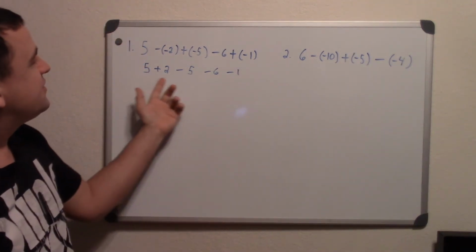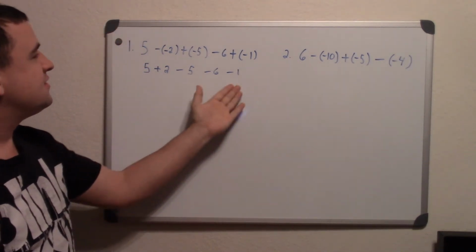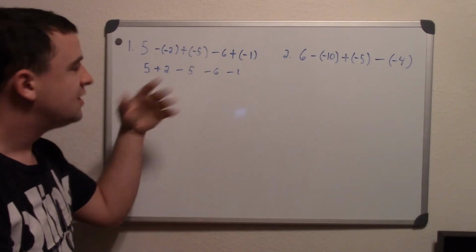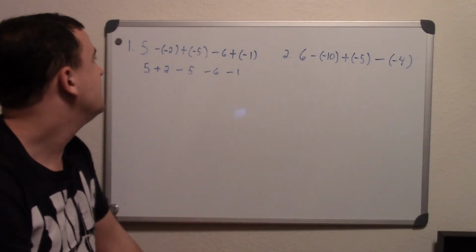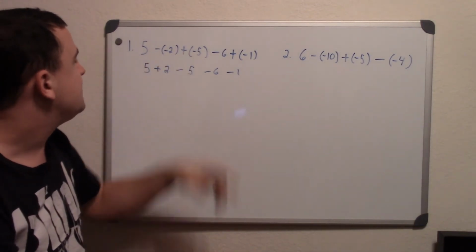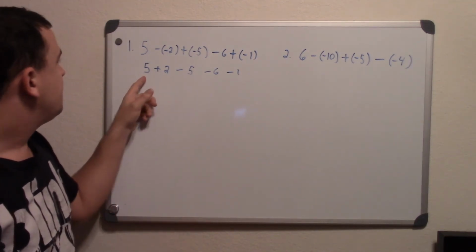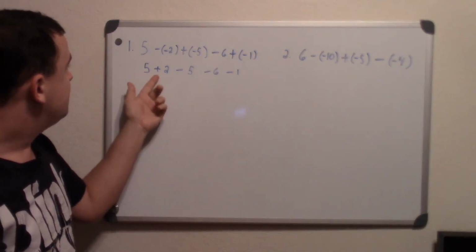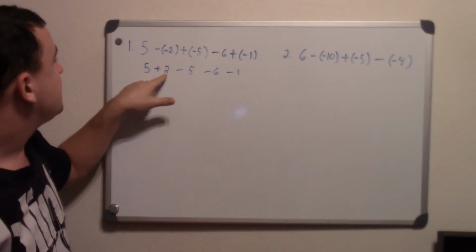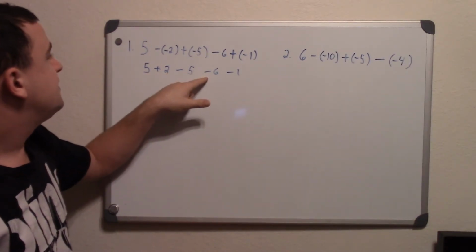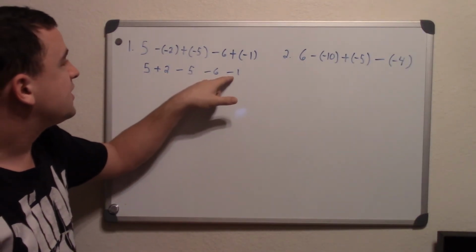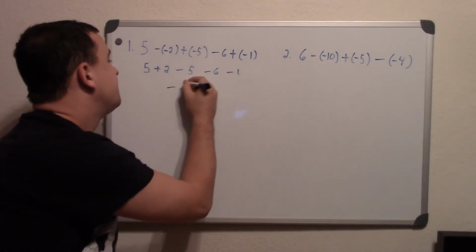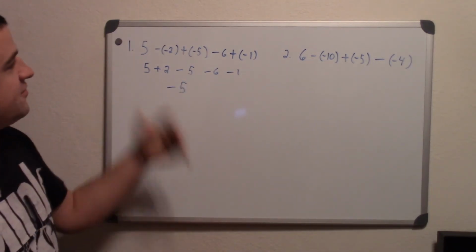Now, that makes your problem so much easier and simpler to look at. You can just do the basic math in your head, and you don't have to worry about each of these negative signs. So here we have 5 plus 2. These two cancel out, and so you get 2. 2 minus 6 is -4. Minus 1 again, -5. And it's as simple and easy as that.